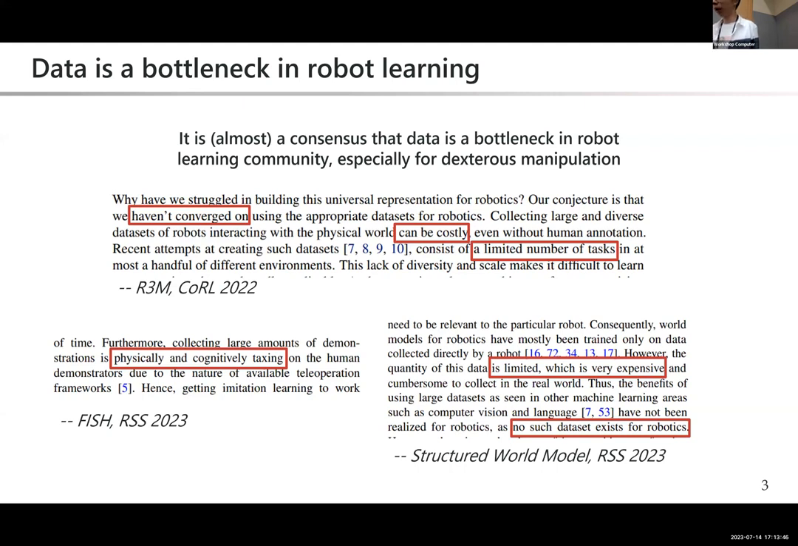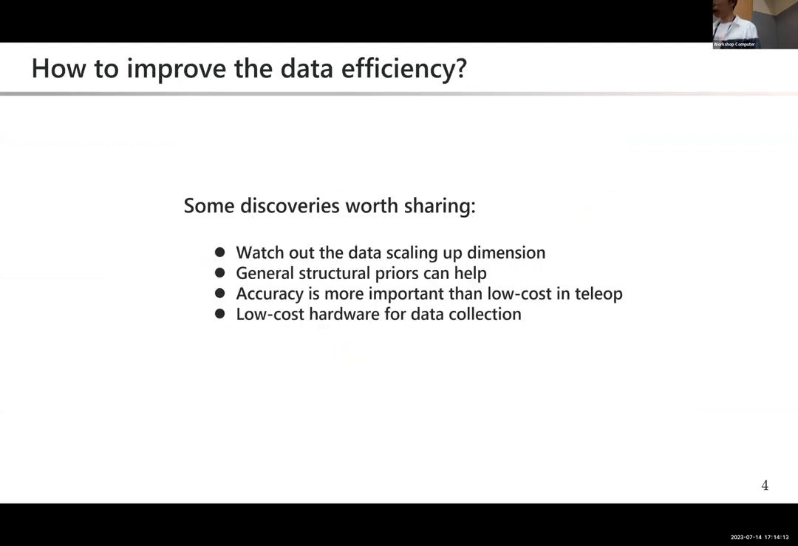Today, as we all know, it's almost a consensus that data is the bottleneck in the robot learning community, especially for dexterous manipulation. If we go through some papers, we can see sentences like: haven't converged on appropriate data sets. It's costly to collect data, and the current data sets provide a limited number of tasks. So today I want to show some discoveries during my research experience that can help to improve the data efficiency for robotic manipulation.